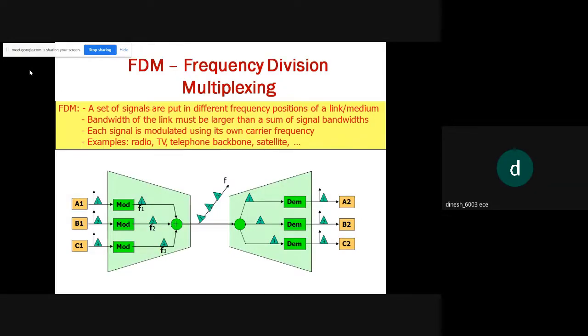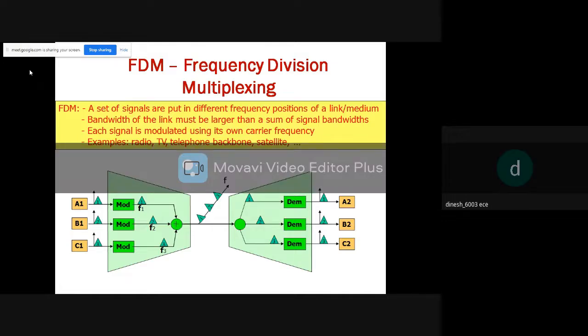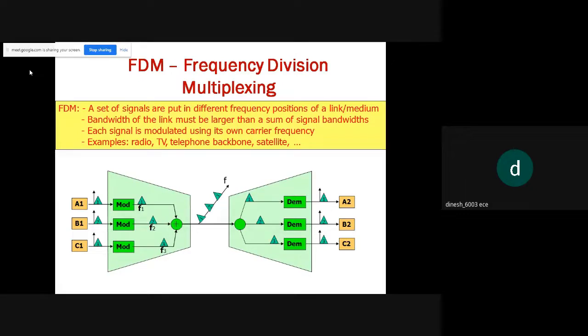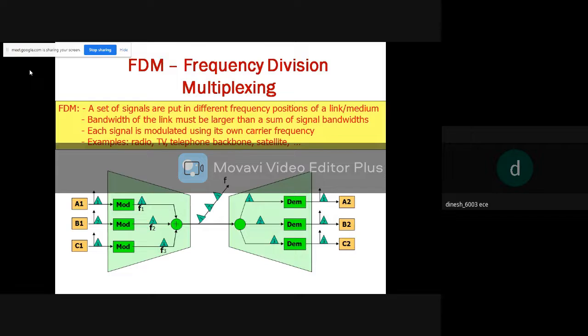The first type of multiplexing is frequency division multiplexing. A set of signals are put in different frequency positions of a link or a medium, where the bandwidth of the link is larger than the sum of the signal bandwidths. Each signal is modulated with its own carrier frequency. Examples are radio, television, telephone backbone, satellite. All use the frequency division multiplexing technique.